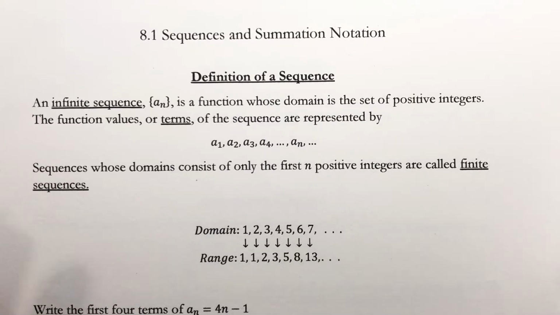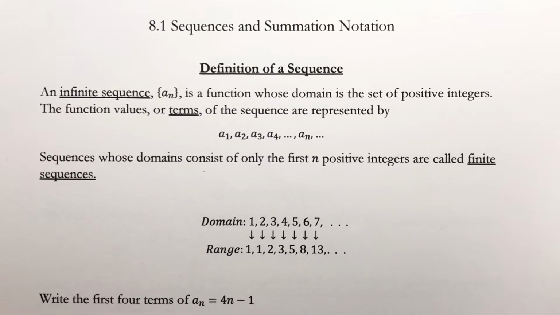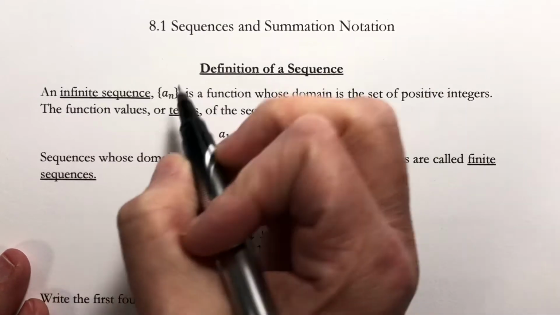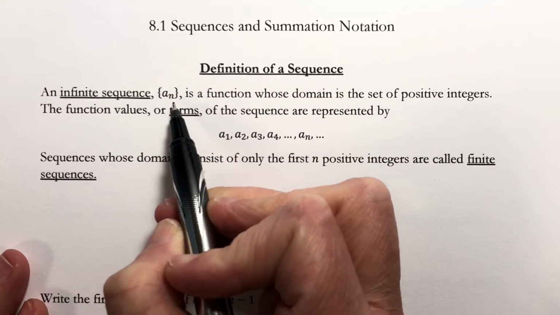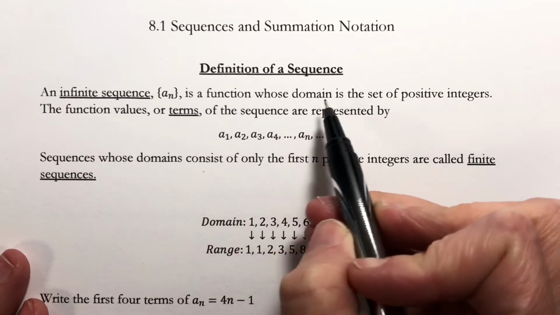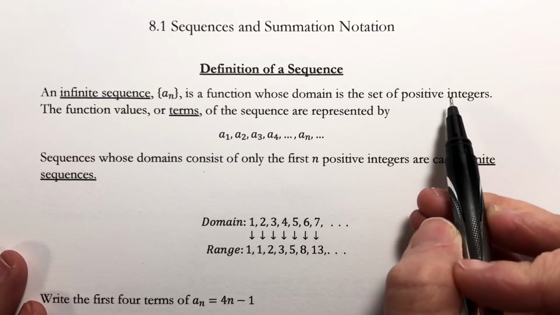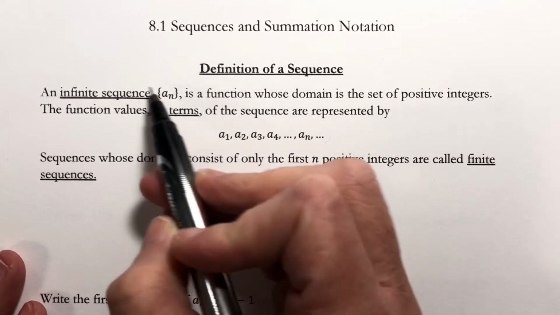Okay? So first off, we need to know what a sequence is. We have a good gut understanding of what it is, but how is it defined in math? An infinite sequence, which is one that of course never ends, is written in braces, a sub n. This is a function whose domain is the set of positive integers. So what this is saying is we're going to have a function, written within braces like this.